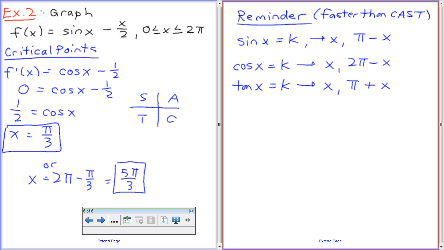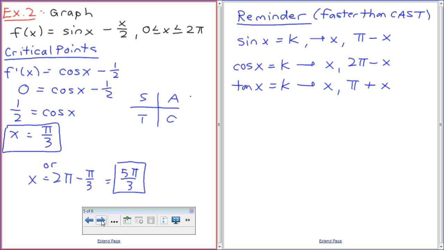This you can use, and you can get the same information from CAST. For sine, you have one angle here, the next angle is here. It's 180 minus. For cos, you have one angle there, the next angle is there, so 360 minus. For tan, you have one angle there, and the second angle there, 180 plus. The same rules as CAST apply.